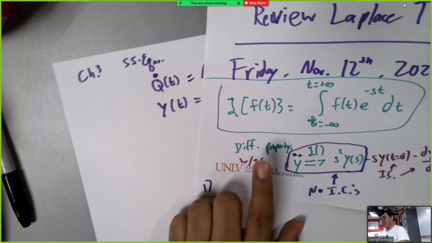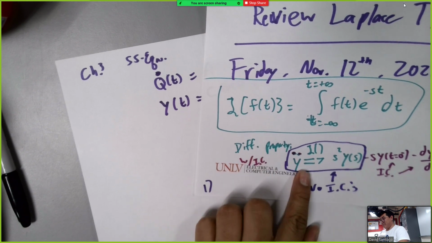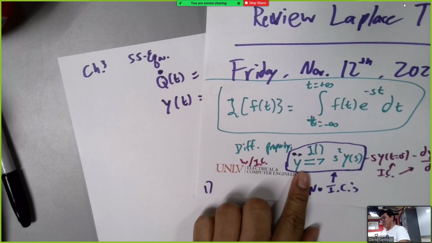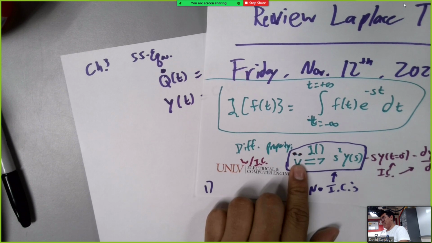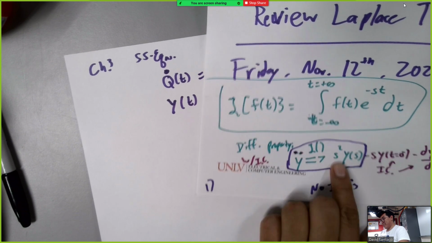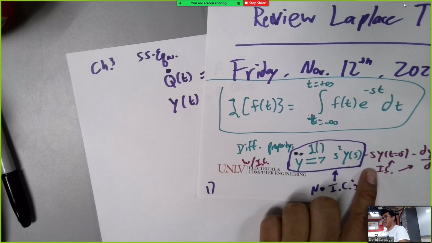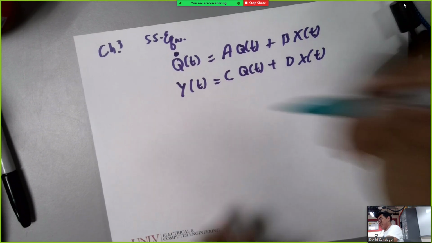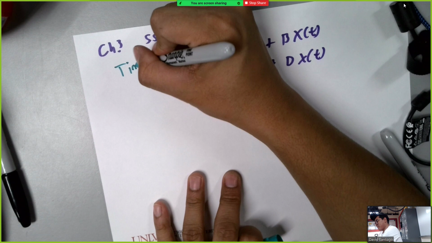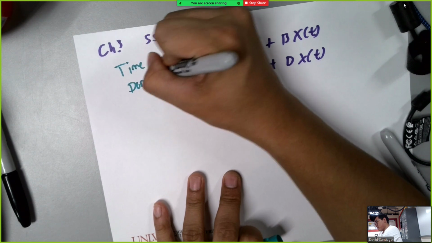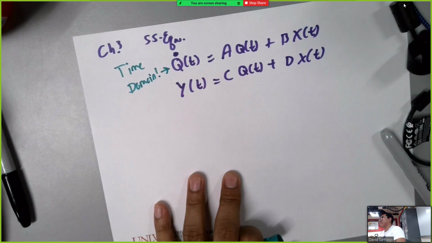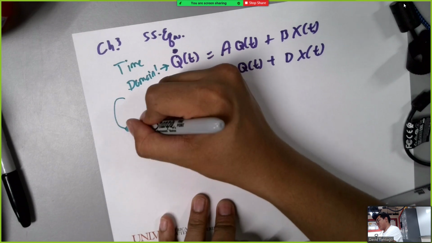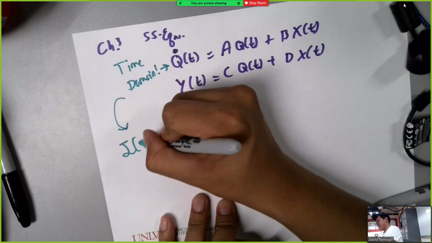Differentiation. Remember doing derivatives? We can use this rule. You see how we have a double dot here? Well, if you have a double dot, then it's s squared y of s. So we're going to do something similar to that. Here is the time domain, so now all we have to do is go into the Laplace domain.